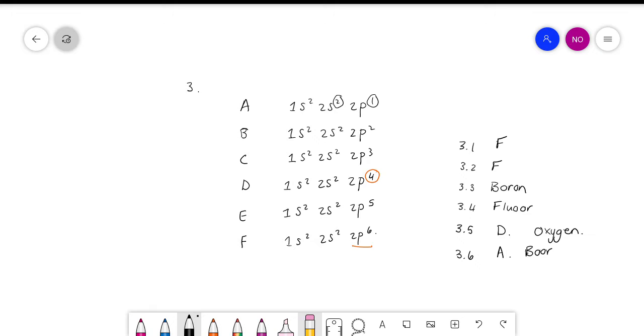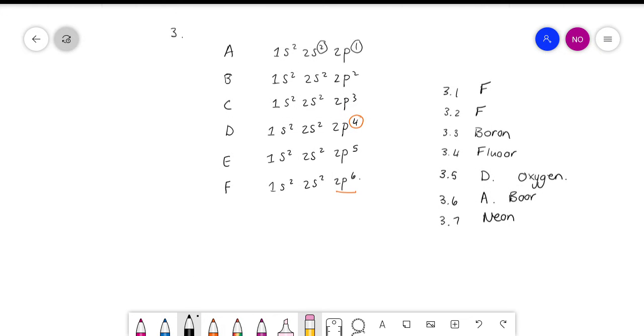Dan vra hulle vir ons, wat is element F? Ons het al gesê, dis neon. Which element is a metalloid and what is the name of that element? Dis soos die 4de keer wat ons hom as 'n antwoord neerskryf. Boor, né? Nee?